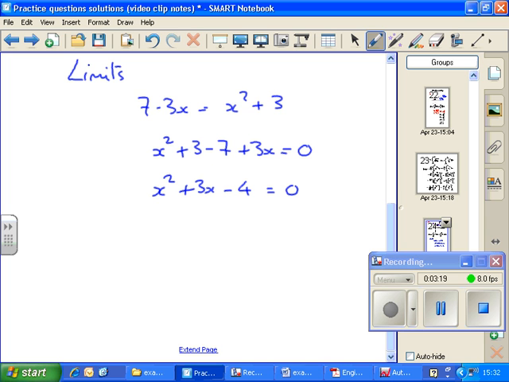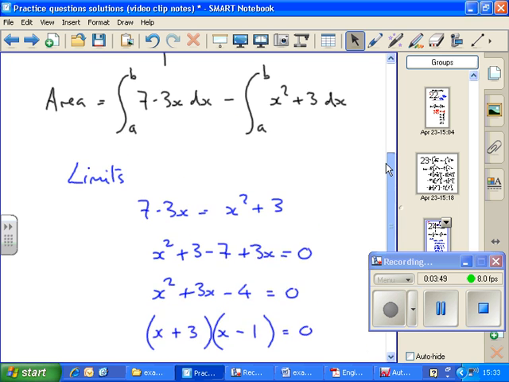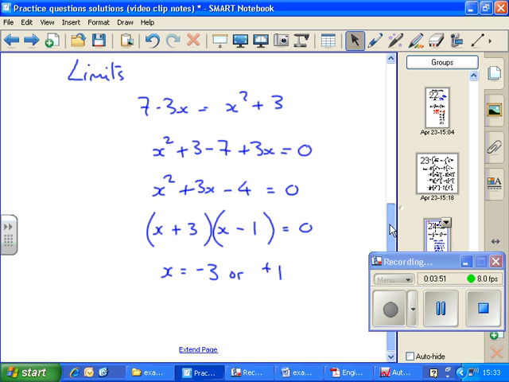Can we factorize it? And the chances are, in something like this, you will be able to. Yep, minus 3 and minus 1 gives us 2, so plus 3 and minus 1 gives us our factors. So x equals minus 3 or plus 1. So those are our limits between minus 3 and plus 1. Now we put those in and try to solve the integrals. And I'll let you finish that off because it's not a difficult integral to do.